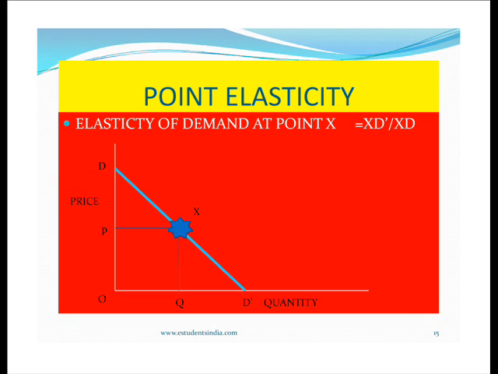Slope of the demand curve is PD divided by PX. P is equal to OP and Q is equal to OQ. PX is equal to OQ. Therefore, EP is equal to PX divided by PD into OP divided by OQ. That is equal to OP divided by PD, which is equal to XD dash divided by XD. Lower segment divided by upper segment. It is the ratio of the distances of lower segment and upper segment.